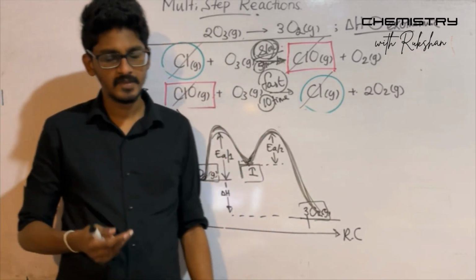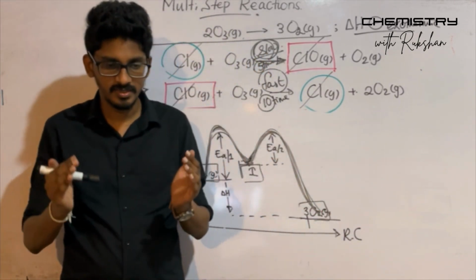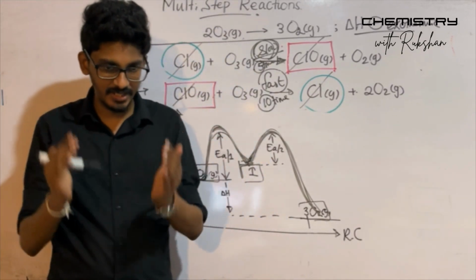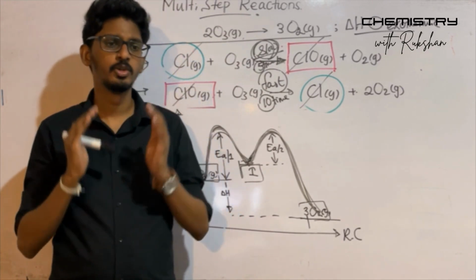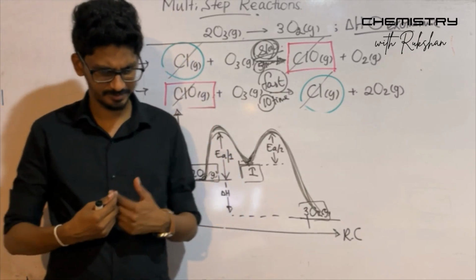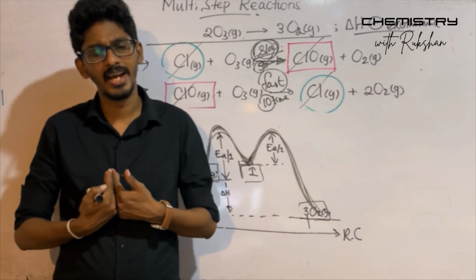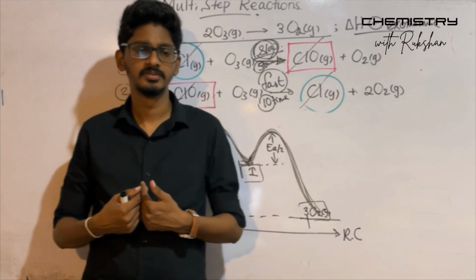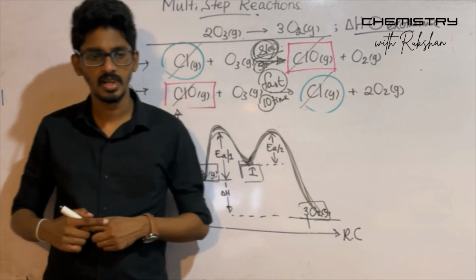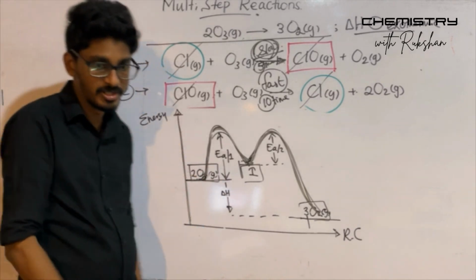In a multi-step reaction, the slow step is considered as the rate determining step, RDS, and it is with the greatest activation energy value. The slow step is with the greatest activation energy value. That is why it determines the rate. It becomes the slow step and determines the rate. Okay, so that is how things are to be pictured, right?